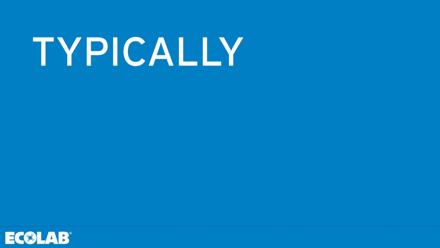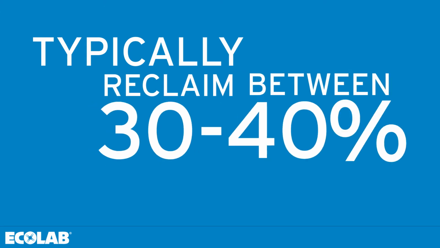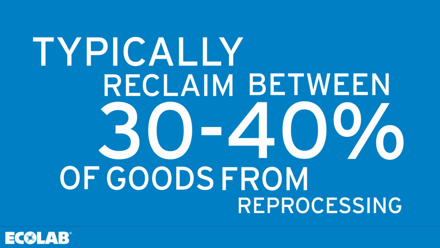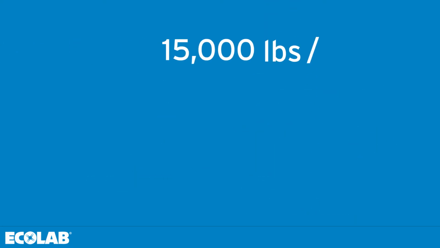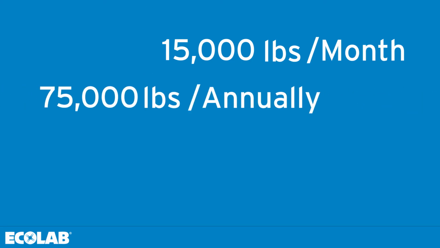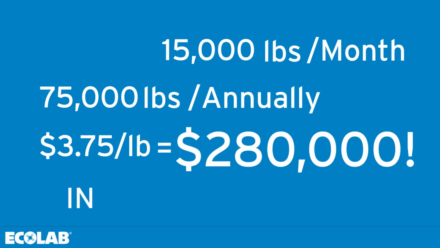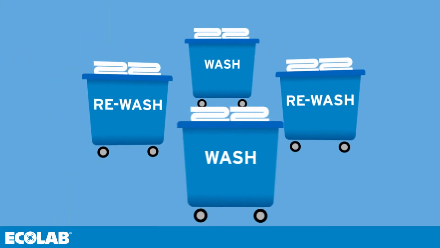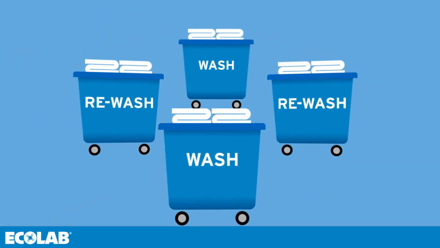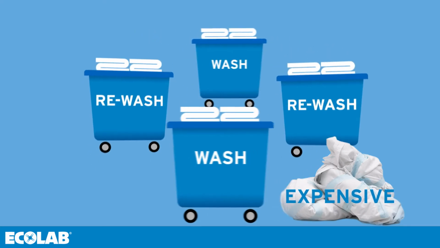Historical processes typically reclaim between 30 and 40% of goods from reprocessing. For instance, for a healthcare laundry processing 15,000 tape rewash pounds a month, that adds up to more than 75,000 pounds annually that must be replaced. At an average replacement cost of $375 per pound, that's more than $280,000. The merry-go-round process of washing, finishing, and rewashing stained linen is exhaustive and expensive.